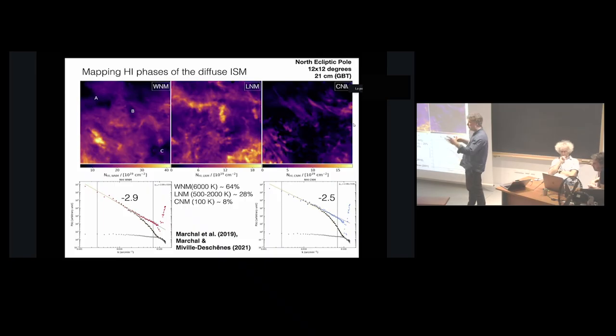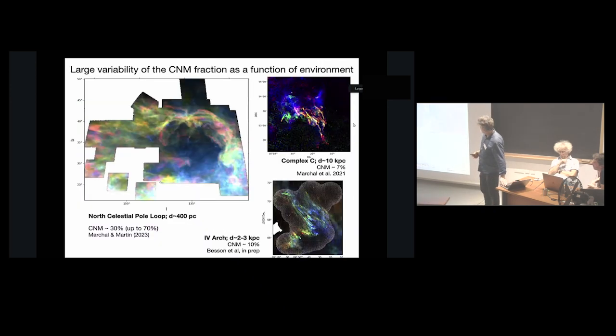So this is just a piece of sky at high galactic latitude, a very random piece of sky where we have done this exercise. And we are finding, like in the numerical simulation, that the power spectrum of the WNM is steeper than the power spectrum in the CNM. The CNM is occupying a small fraction of the volume. It's mostly filamentary. And so we are starting to be able to do this kind of thing.